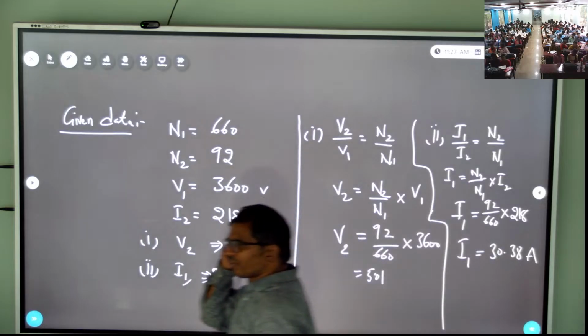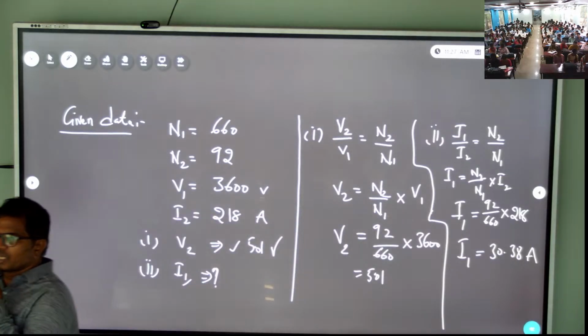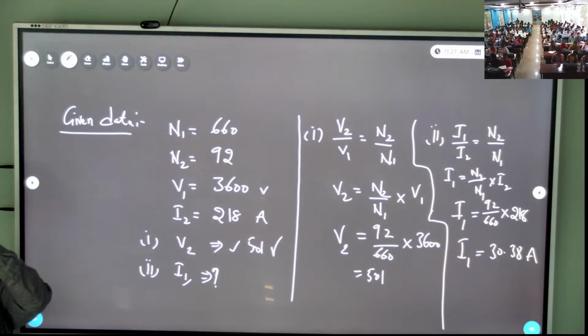So this is the way of solving the problem. Is it easy? Is it hard? Everything is available in the question. Everything is available in the question or not? Yes, everything is available in the question. Just you have to remember the formula and substitute in the formula. That's all. Okay? Right.